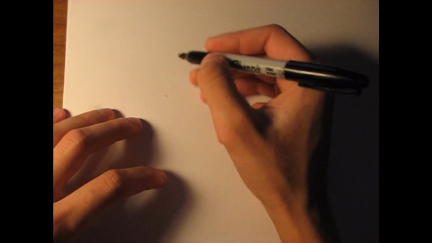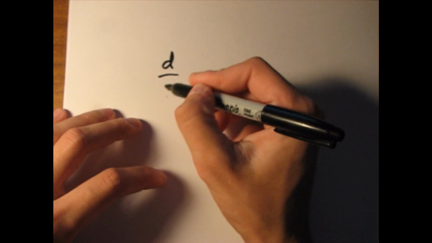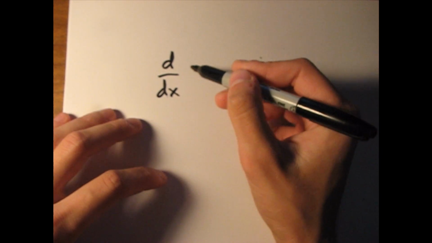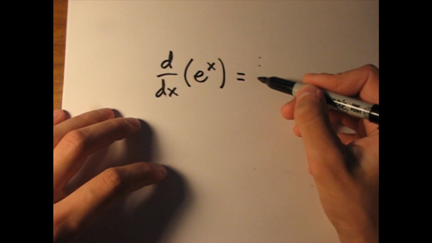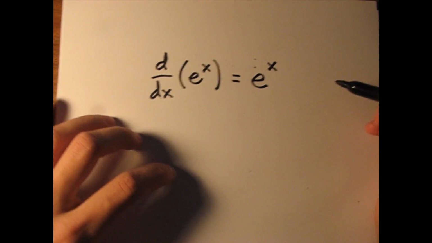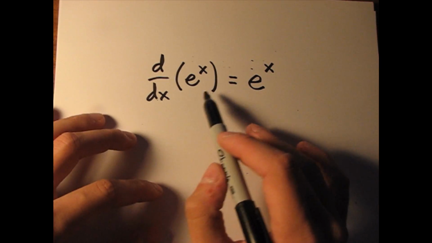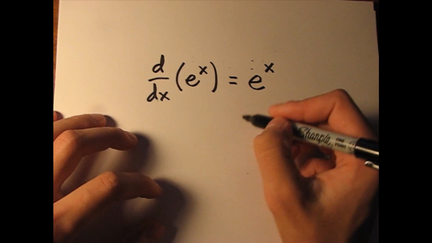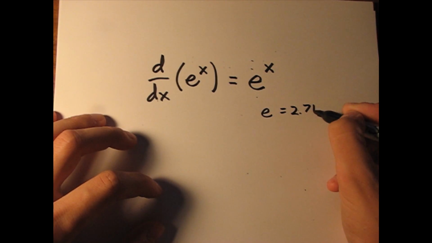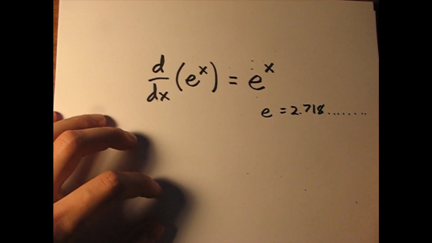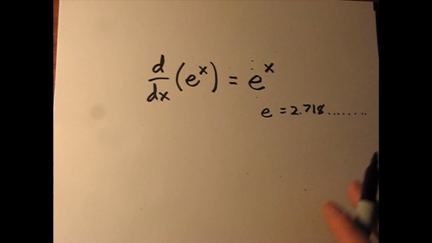Anyway, moving right along, let's talk about some more advanced functions like trig and stuff like that. Well, there's the exponential function, e to the x, and this is actually equal to e to the x. It's as simple as that. The derivative of e to the x is e to the x. And if you didn't know, e is a magic number that is equal to 2.718 or so, etc. It's like pi. It's irrational. It goes on forever.